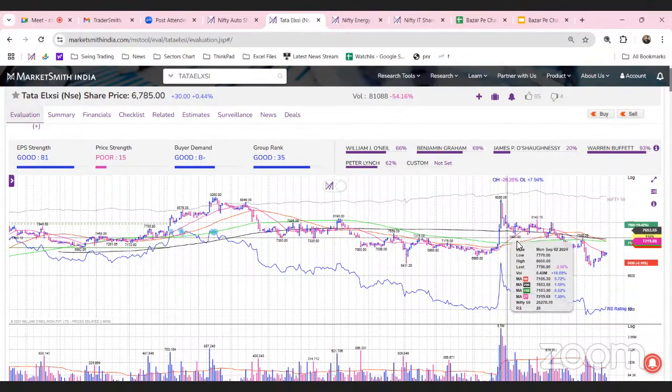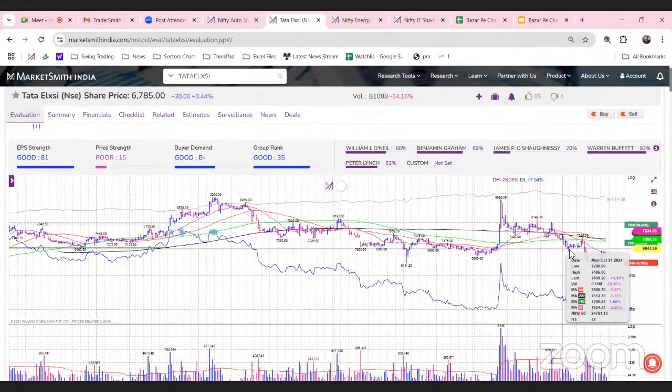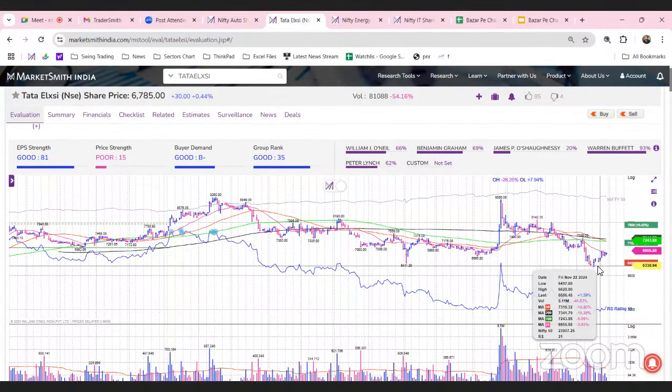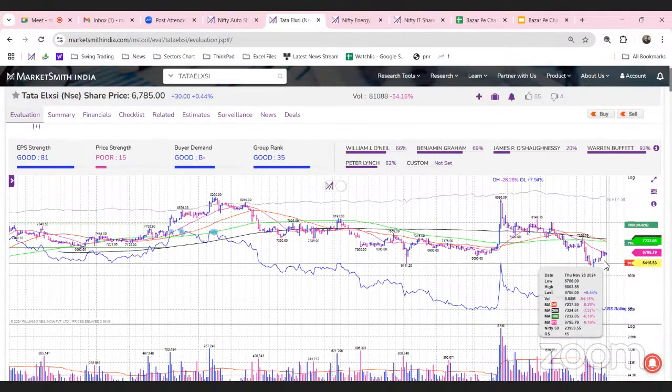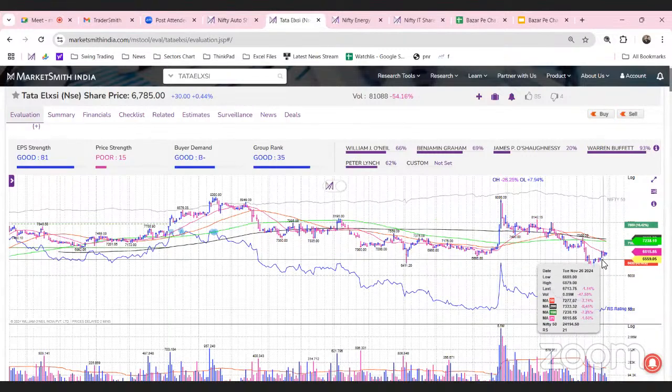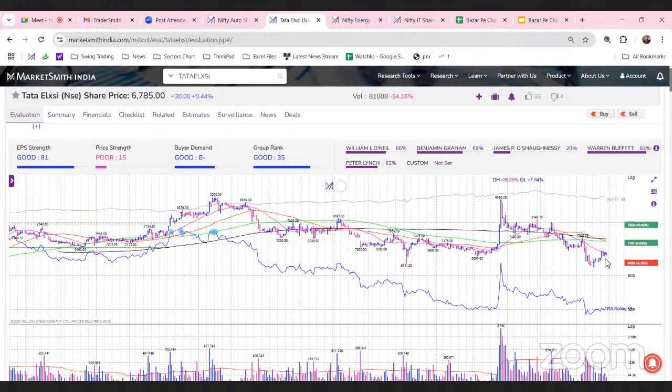And then we have seen that profit booking has taken place and the price action has also deteriorated. Now the stock is trending below all its key moving averages, and for the past 4 days it is trying to hover around its 21 DMA. So let's see, but overall sentiment is negative in this Tata Elxsi.